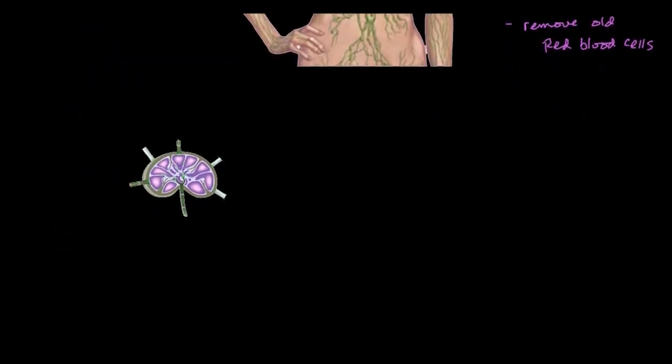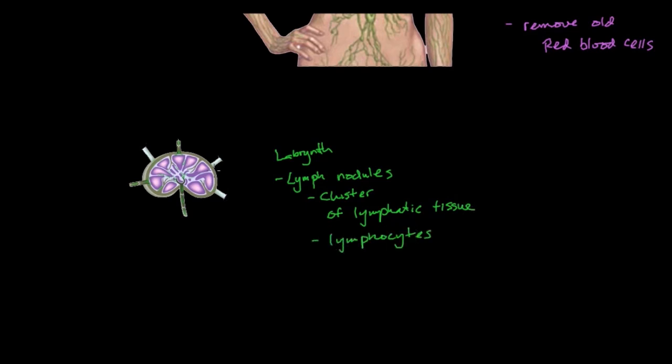So here's a lymph node. And what this lymph node has is kind of this labyrinth or a maze within it. And this labyrinth or maze is filled with structures called lymph nodules. And lymph nodules are just clusters of lymphatic tissue. And within this lymphatic tissue is where you find lymphocytes. So as lymph circulates through these lymph nodules, these lymphocytes, T cells and B cells, they clean that lymph as it passes through.